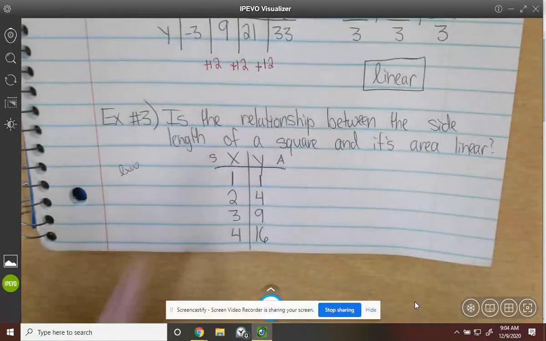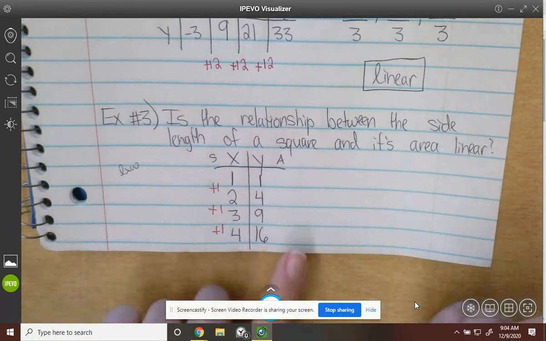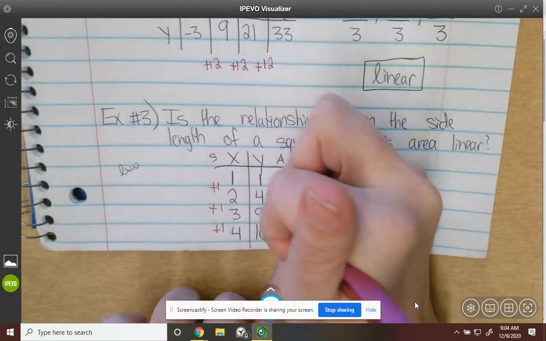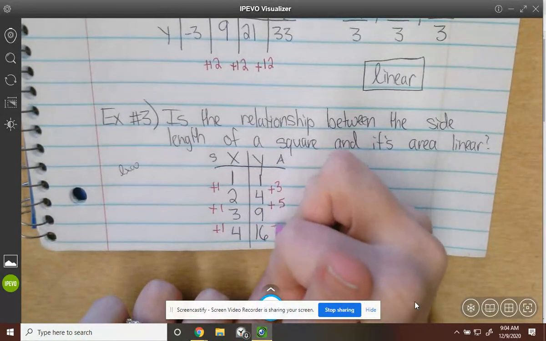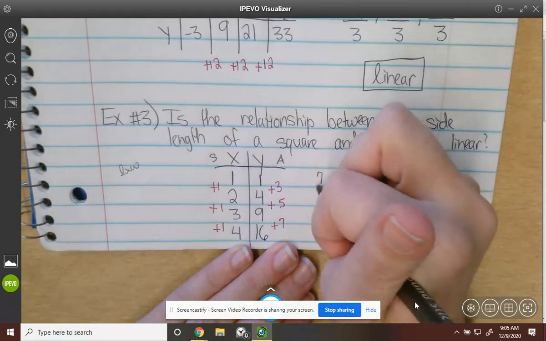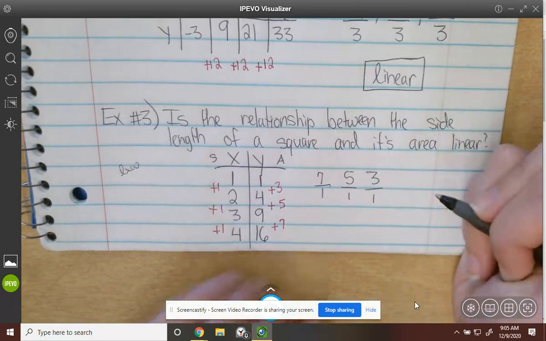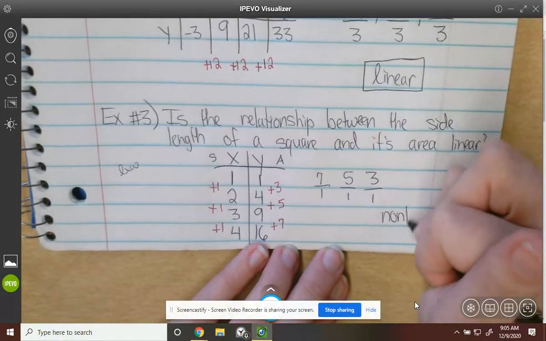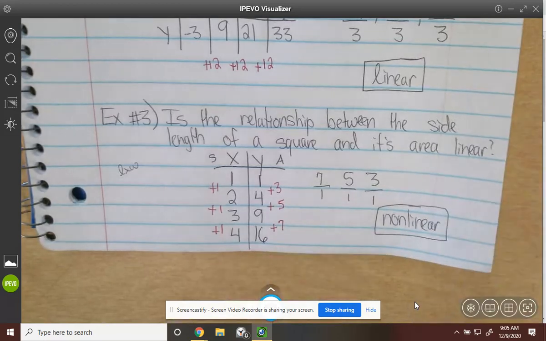So now I have to see if this is linear. So plus 1 there, all the way across here. 1 to 4 is plus 3. 4 to 9 is plus 5. And that's plus 7. So my fraction would be, I don't know why I started backwards, 7 over 1, 5 over 1, and 3 over 1. So this is a non-linear function. All right, and that is your notes for today.